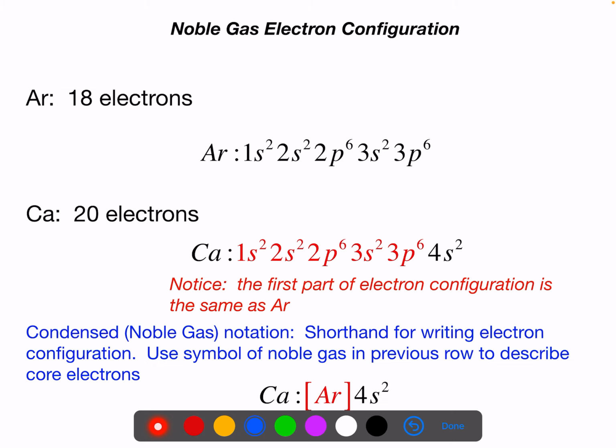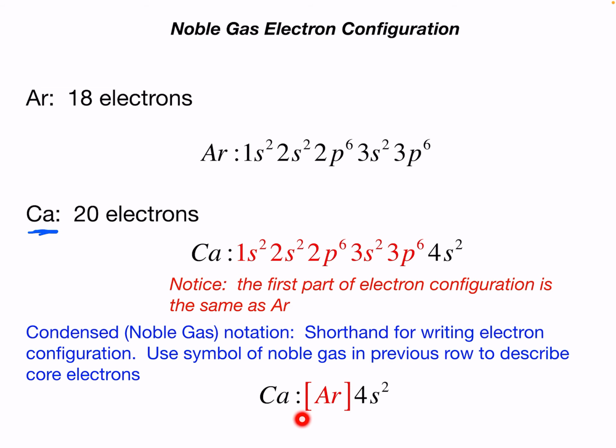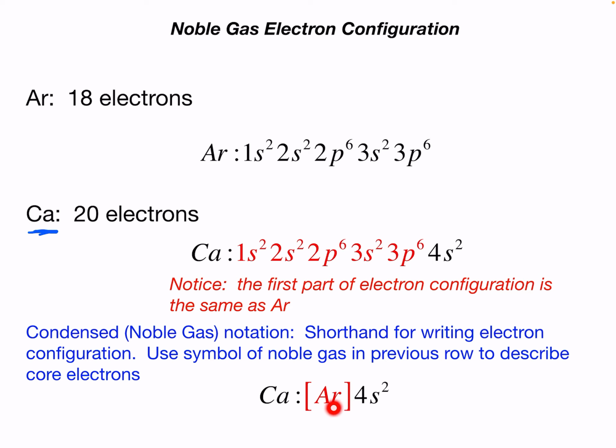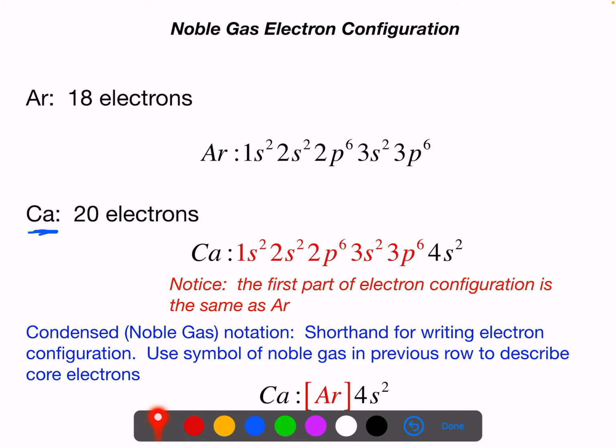So one of the things we can do is rewrite the electron configuration of calcium as argon in brackets 4s2. The key in this shorthand is that we're always going to take the previous noble gas. So if you find calcium on the periodic table, go up 1 row and all the way to the right to the noble gas. The previous noble gas is argon. So we're going to put argon in brackets, and that argon in brackets represents this portion of the electron configuration, which we said is the same.